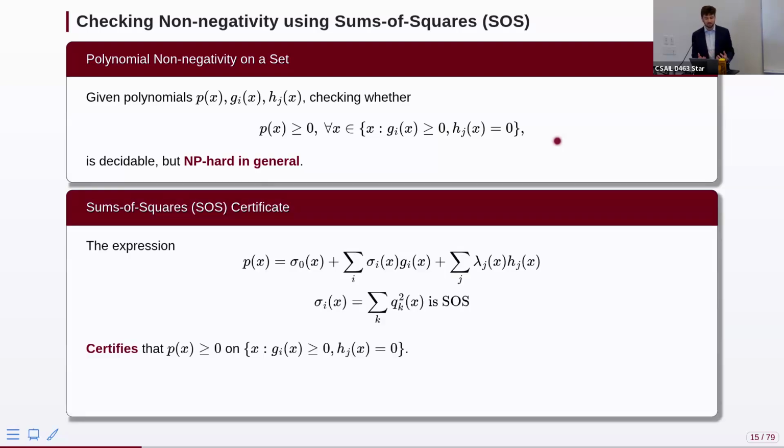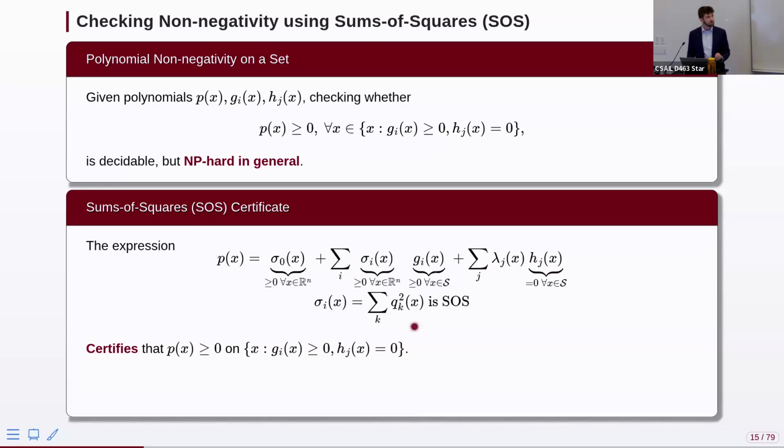On the other hand, I can convince you that this polynomial is actually positive by writing it in this funny way. The sigmas are going to be what are known as sums of squares polynomials. And since there are a bunch of squares, if you put in any x into them, they're going to give back positive numbers. The reason this should convince you that P is positive on the set is that the first term is positive everywhere. The second term is positive everywhere times something that's positive on the set that I care about. And the last term is 0 on the set I care about. So if you give me an x in this set, this is going to be positive on that set. So this is a sufficient condition, and this certifies that P is positive.